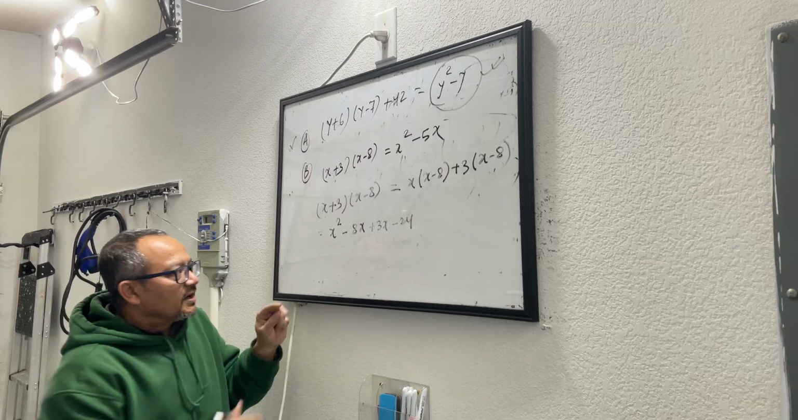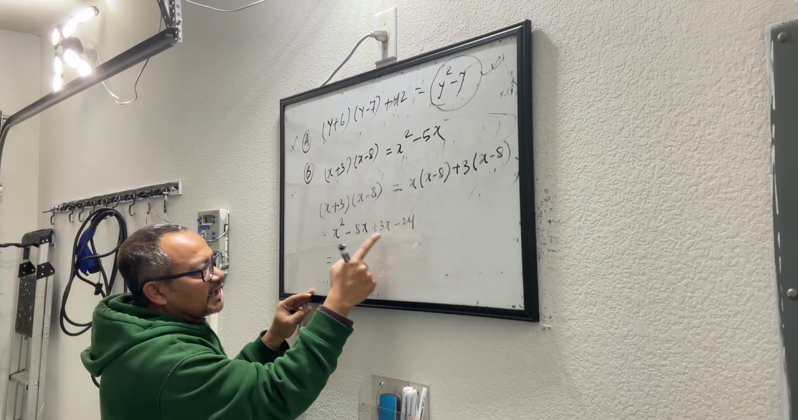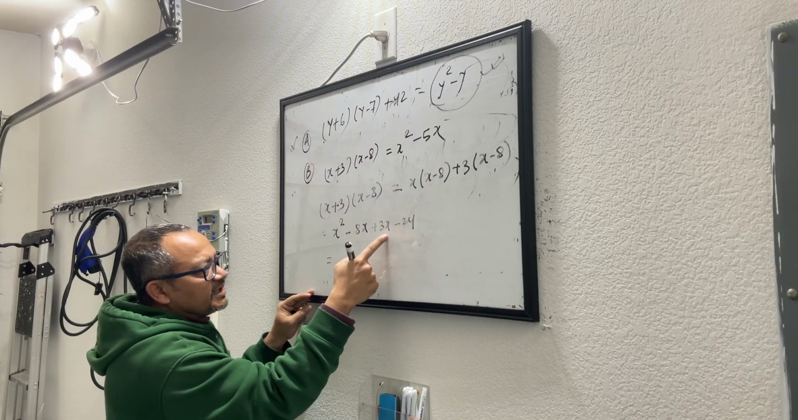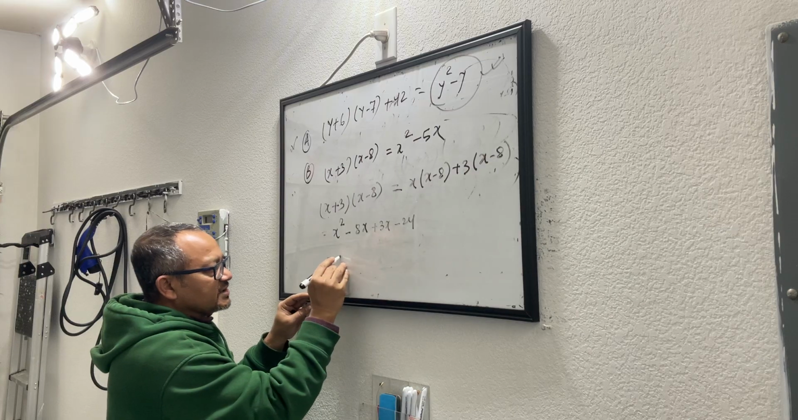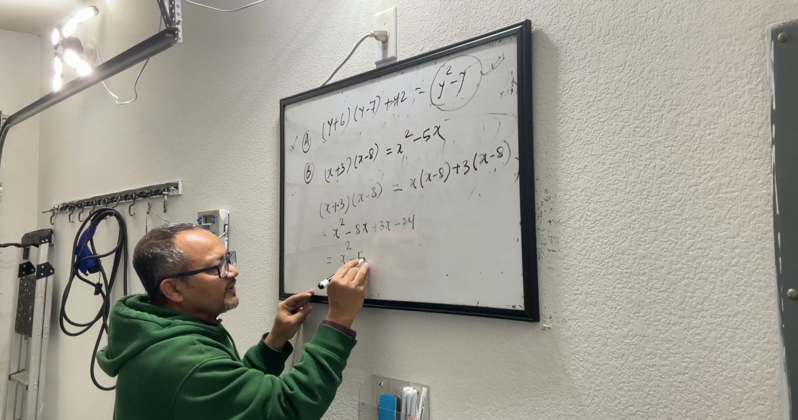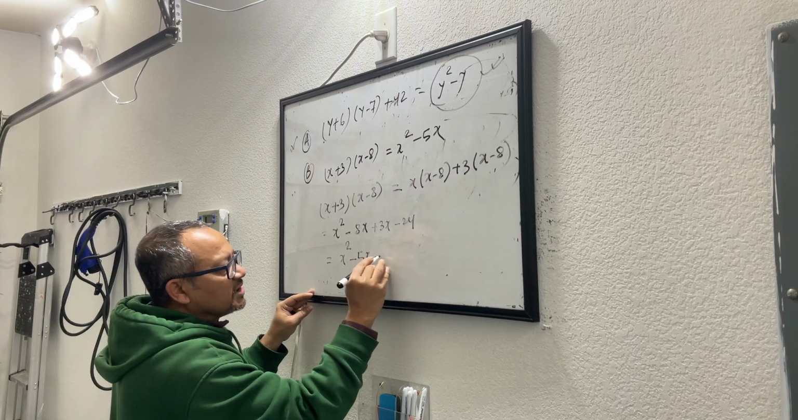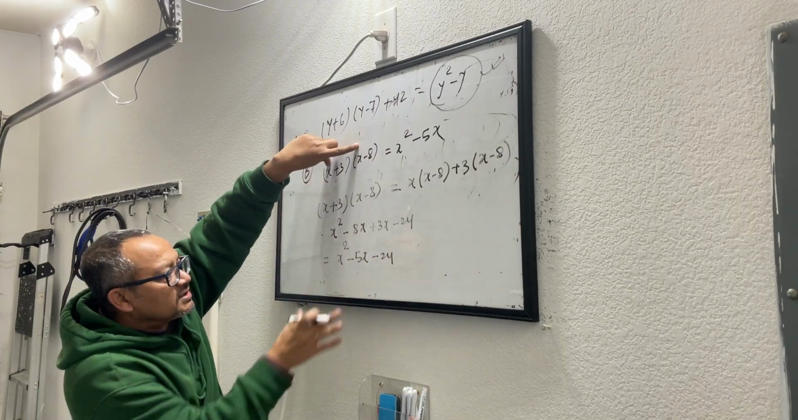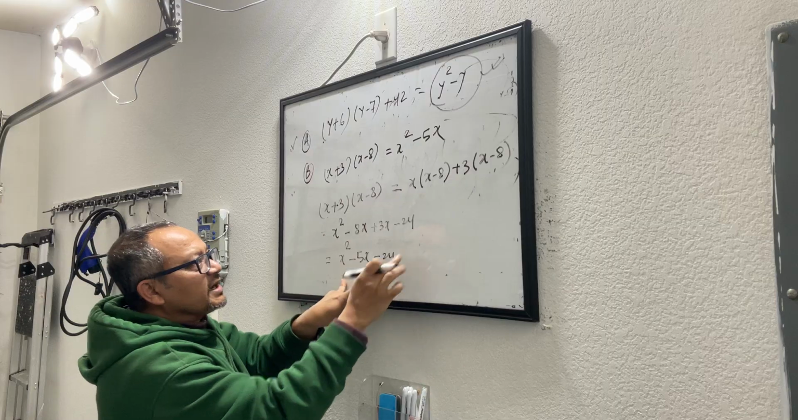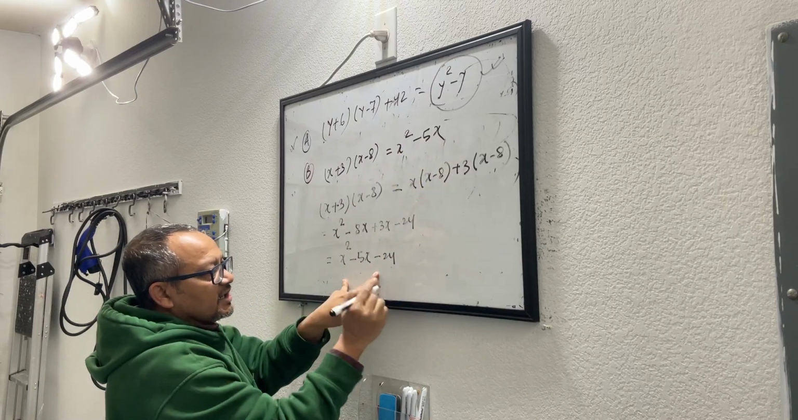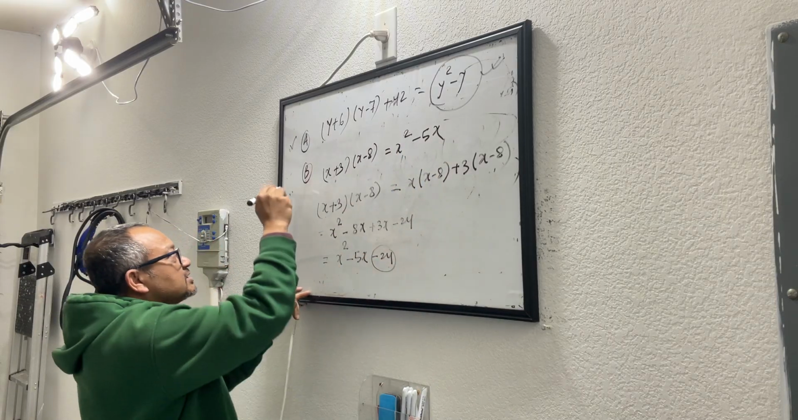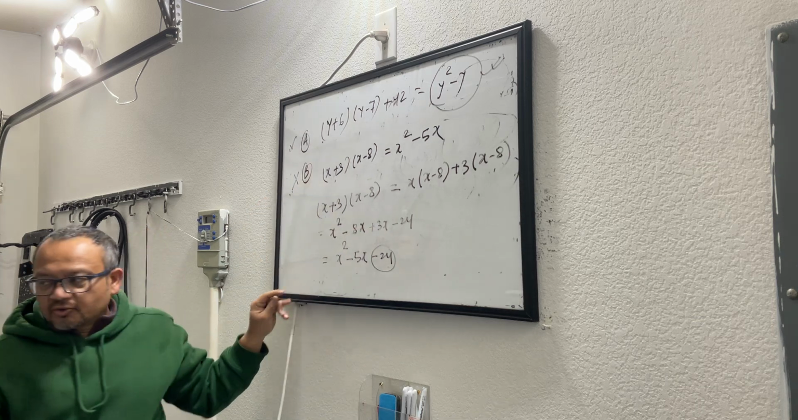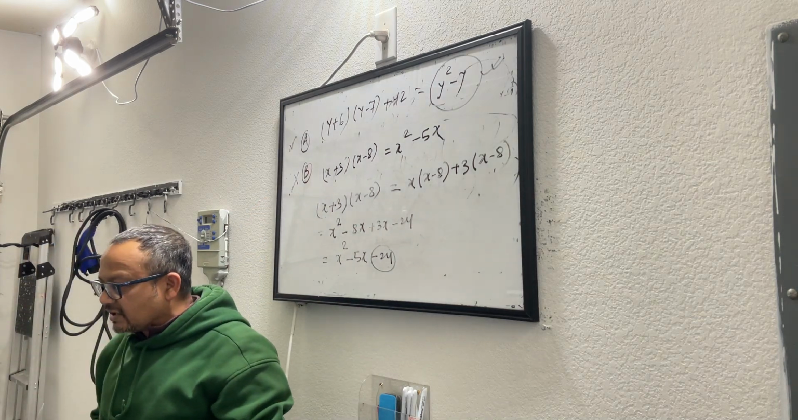Now, when I look at this, only these two are like terms. So minus 8x plus 3x will give me a minus 5x. So this is x squared minus 5x minus 24. This one is giving me this value, and my right hand side is x squared minus 5x. This 24 is missing, so this is certainly not a true identity. So only A was the right identity.